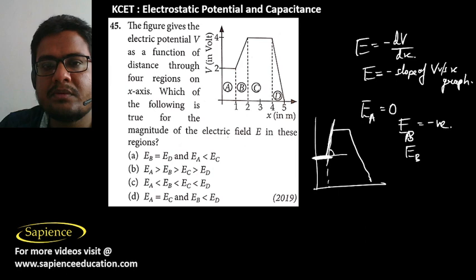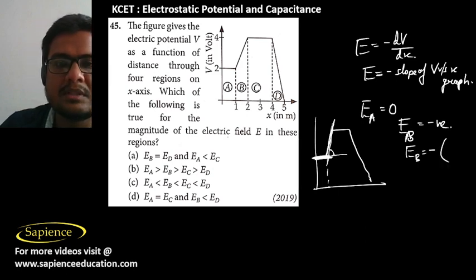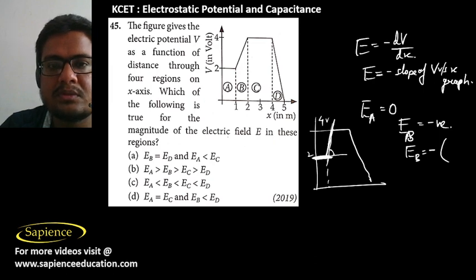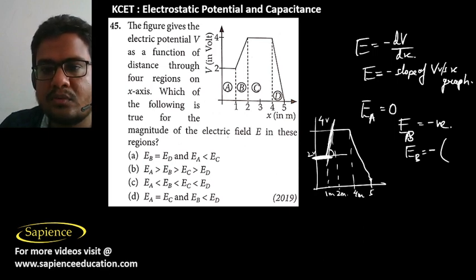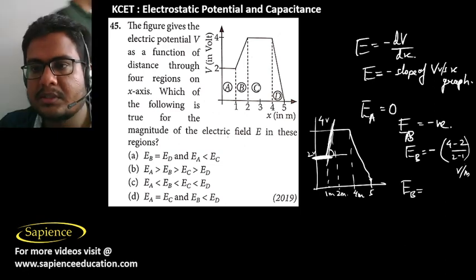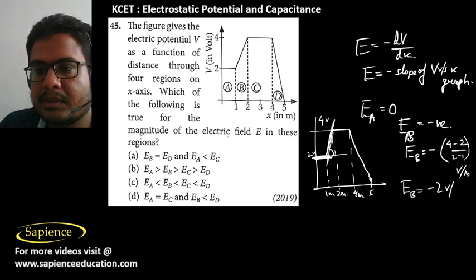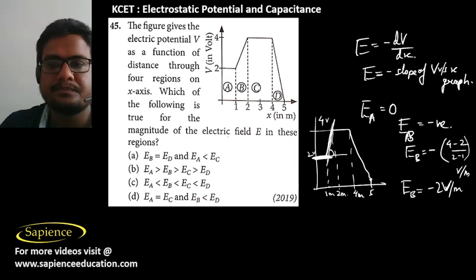So the electric field in the region B is the negative of the slope, minus of the slope. How to find? This is 4 volt, this is 2 volt, and this is 2 meter, this is 1 meter, this is 4 meter, this is 5 meter. So the slope will be y2 minus y1 by x2 minus x1. So this is 4 minus 2 by 2 minus 1, this much volt per meter. So electric field in the region B is minus 2 volt per meter.